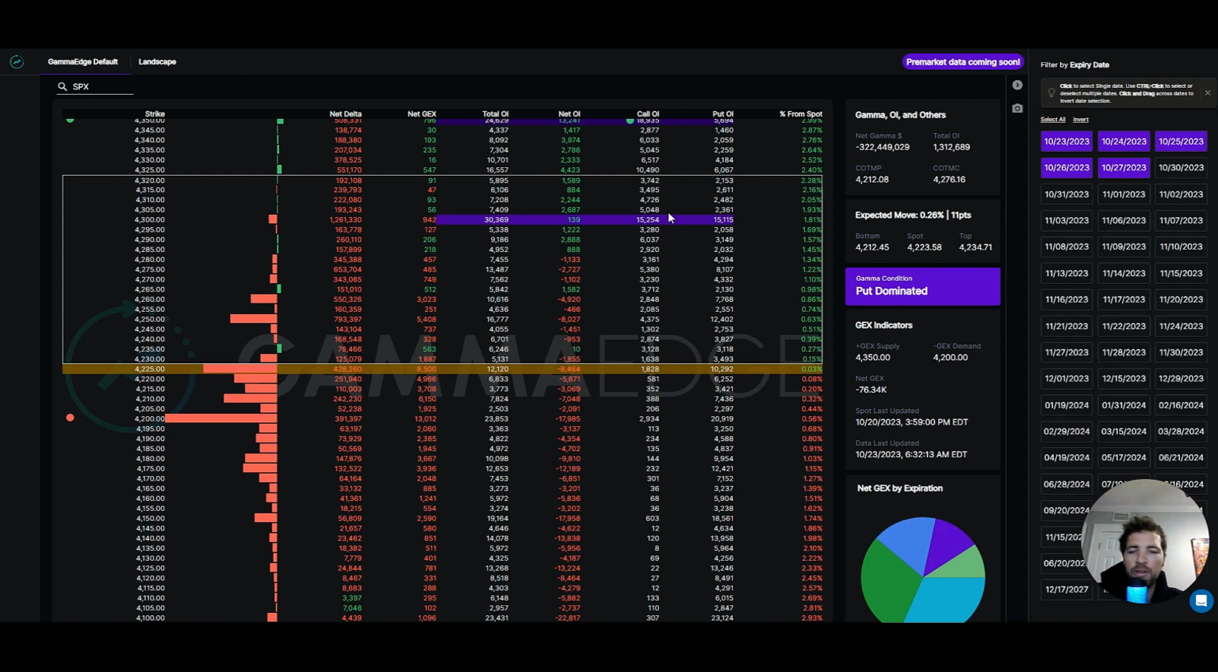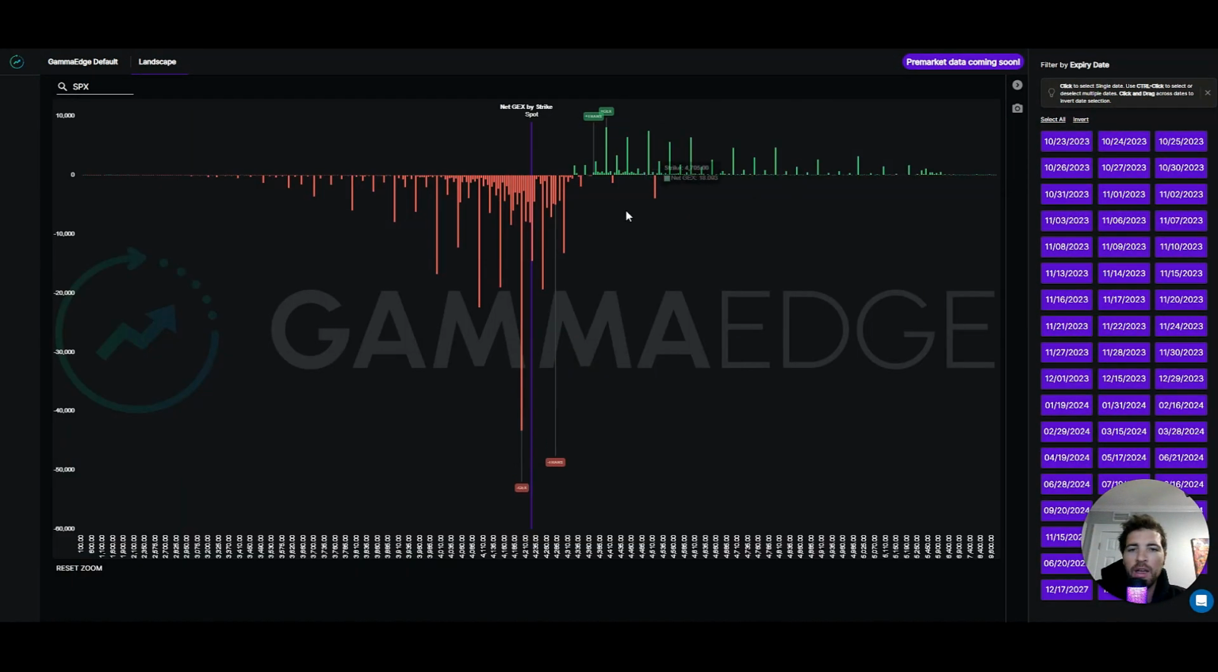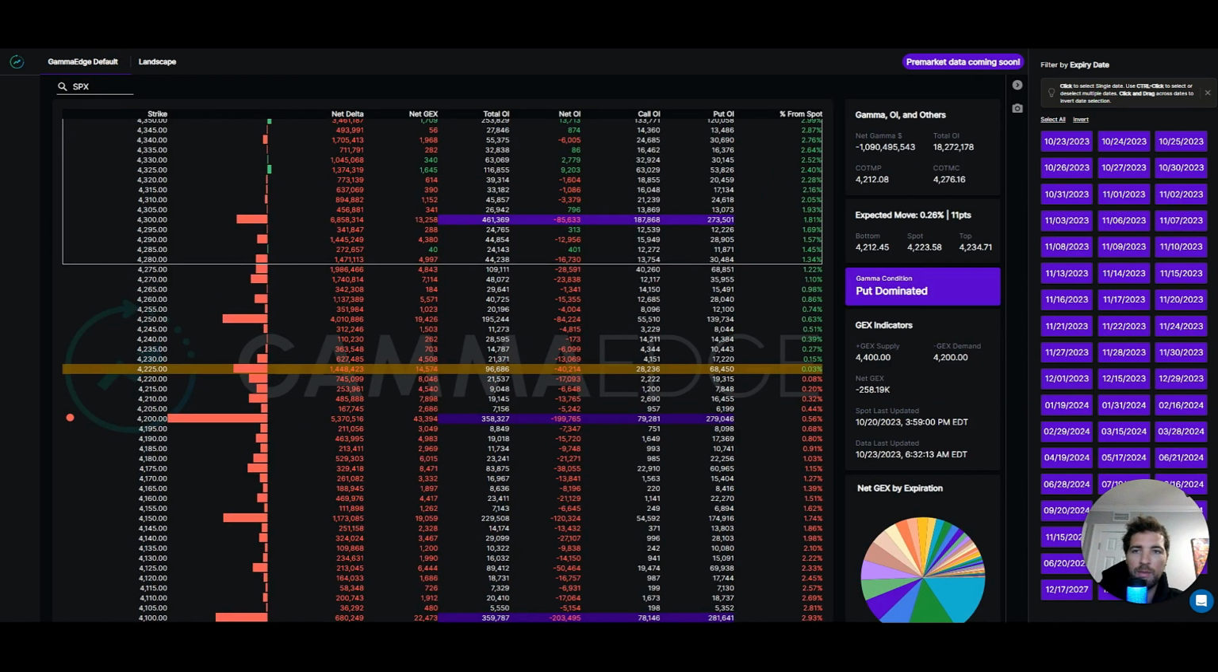And then lastly, let's look at the full complex, 4200 key downside level. Again, you can see it's quite evident here. We are very far from transition level, which would be right around in this area. So 4200 by far and away the biggest downside level. So something to keep an eye on.